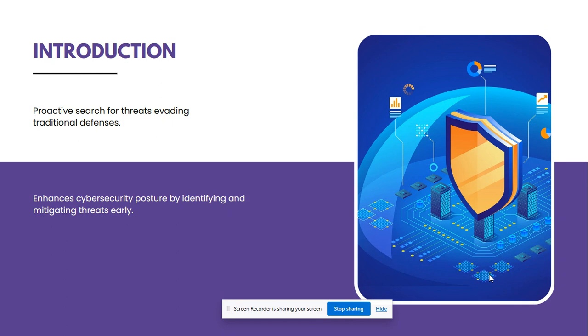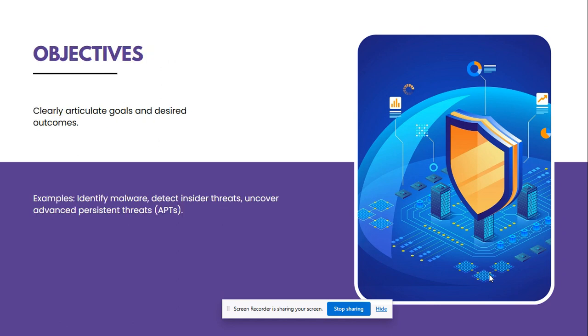So before we begin threat hunting, we need to clearly define our objectives. What are we trying to achieve? Are we looking for signs of a specific type of threat, such as malware or an insider threat? We have to make sure that we have a clear objective.